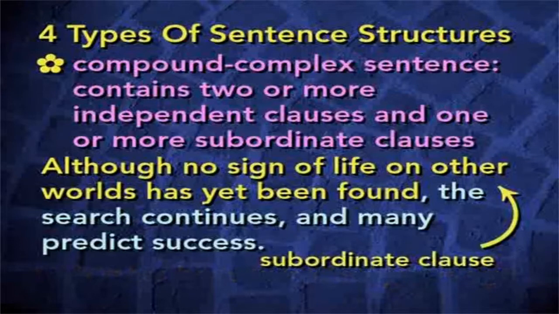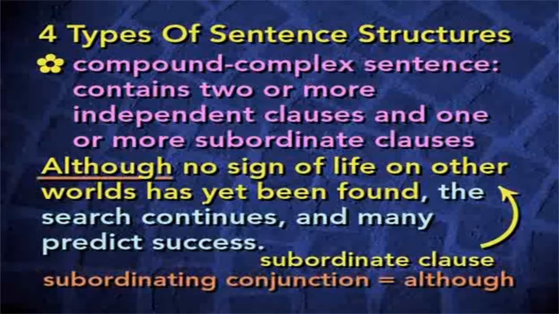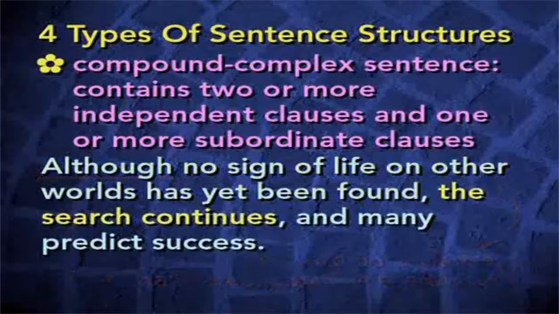The telltale sign, of course, is that it begins with a subordinating conjunction, although. Almost always, a clause that begins with the word although will be a subordinate clause and unable to stand alone as a sentence. What about the second clause?